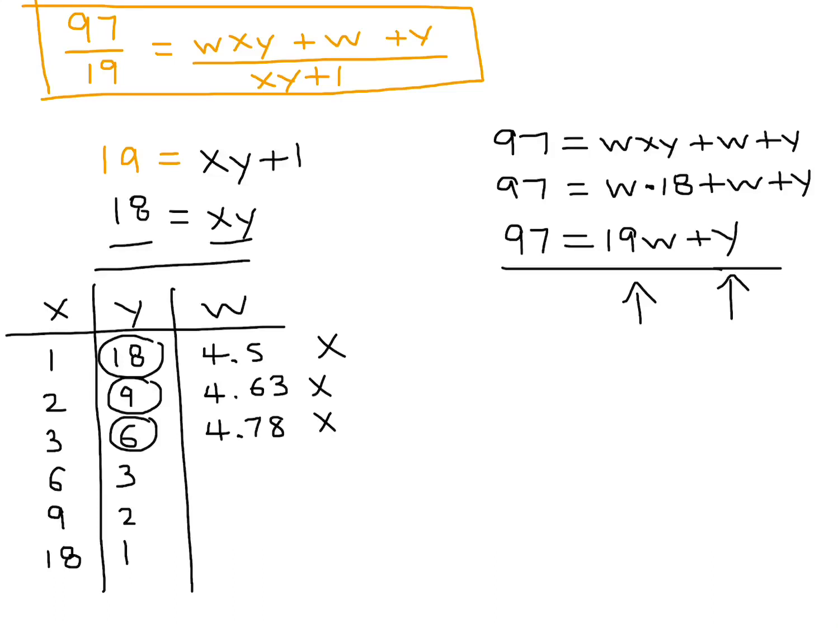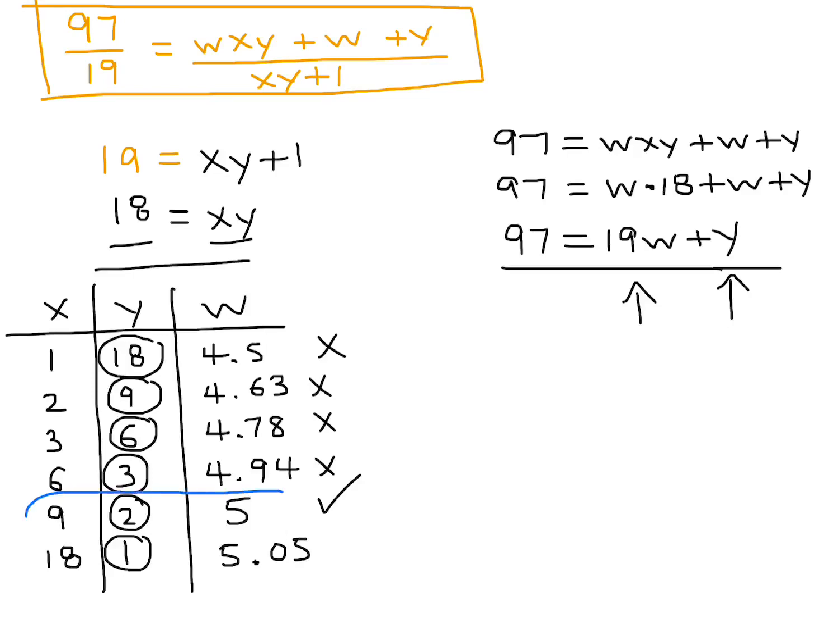No good. Y equals 3 gives us 4.94. Y equals 2 will give us 5. So that's good. And finally, y equals 1 would give us 5.05. So the only integer solution to this is right here. When x is 9, y is 2, and w is 5.